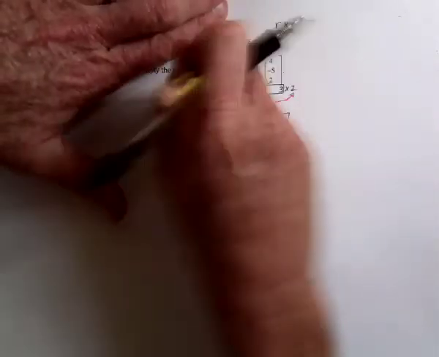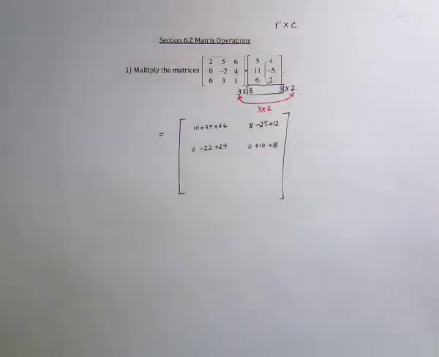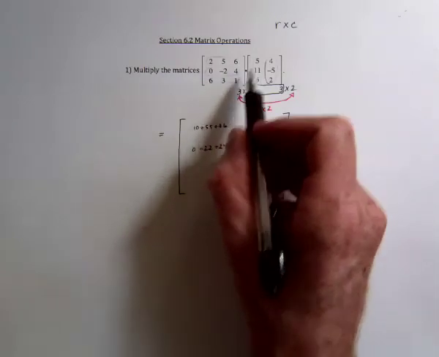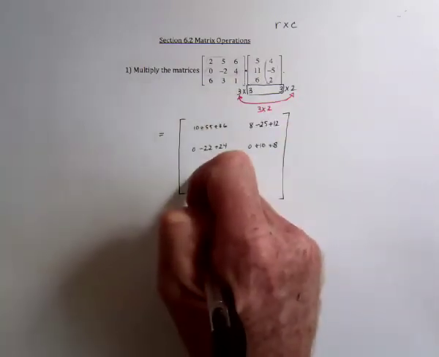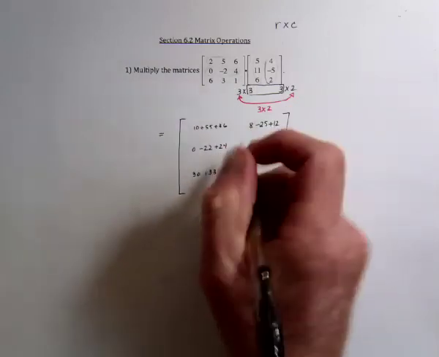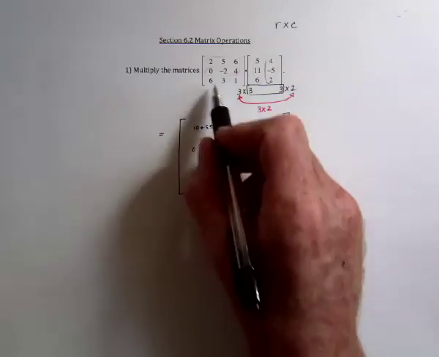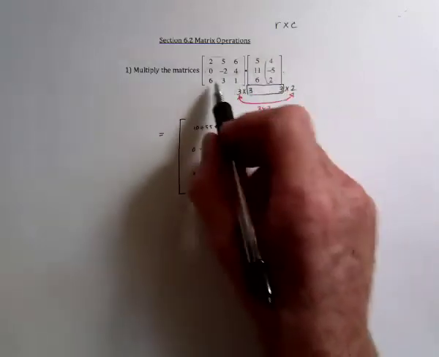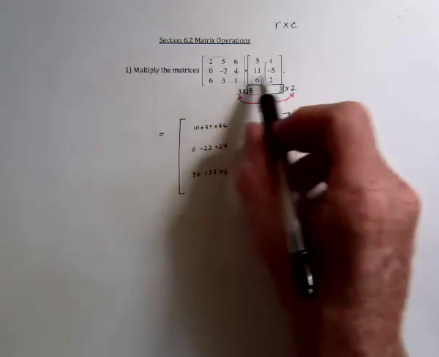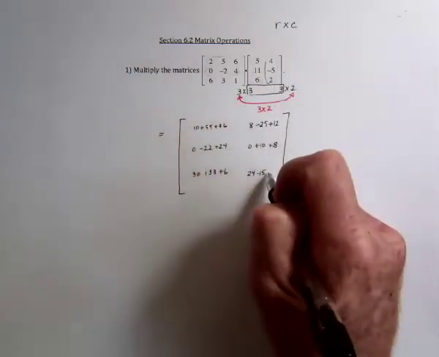And then finally, use the bottom row. And so that's going to be, for the bottom row in this column, it's going to be 30, and then 3 times 11 is 33, and 1 times 6. And finally, it's the last row times the last column, so 24, and negative 15, and a 2.